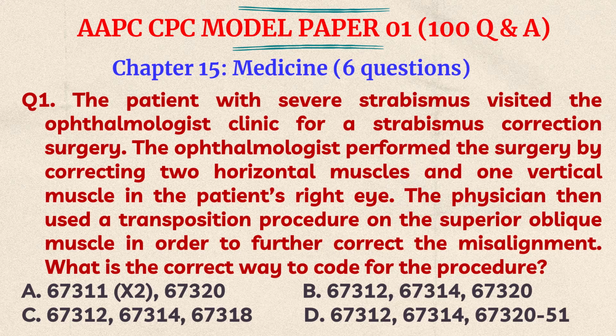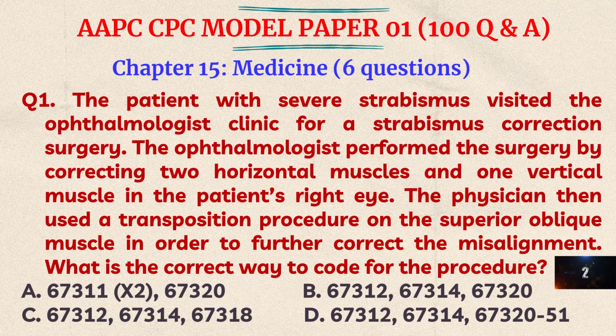Question number 1. A patient with severe strabismus visited the ophthalmologist clinic for a strabismus correction surgery. The ophthalmologist performed the surgery by correcting two horizontal muscles and one vertical muscle in the patient's right eye. The physician then used a transposition procedure on the superior oblique muscle in order to further correct a misalignment. What is the correct way to code for the procedure? So there are 4 answers available. Please pause the video, take your CPT code book and find the answer.